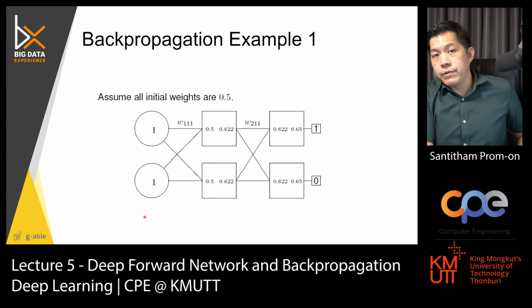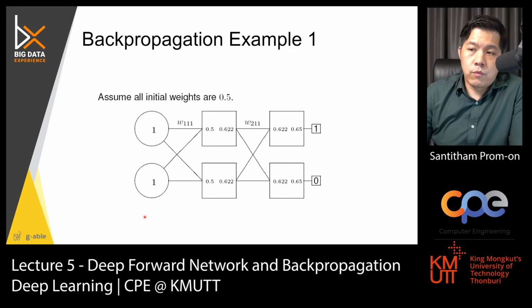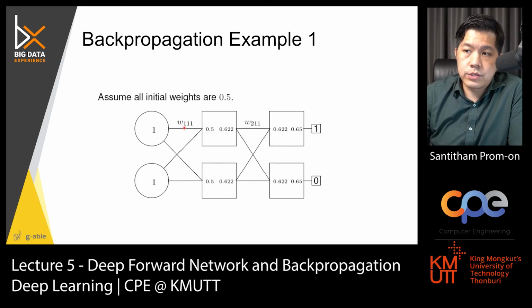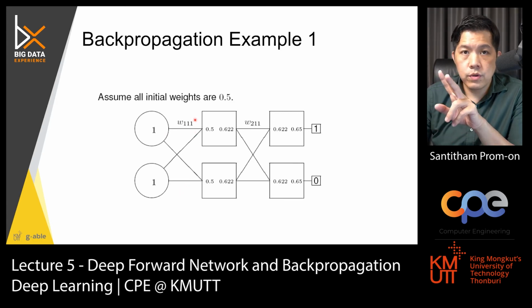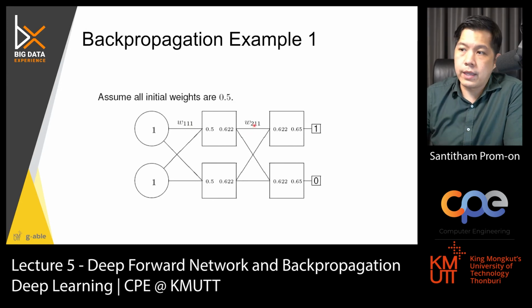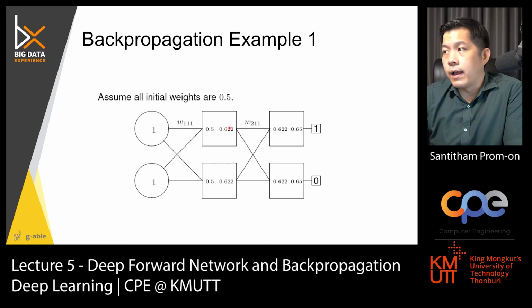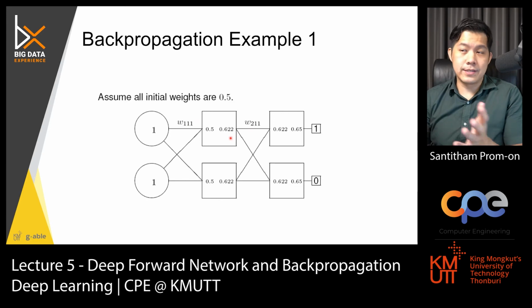Let's look at some example here for clarity. If we have the output 1 and 1 and then pass through this network, we will look at the two weights, W111 and W211. You can see a pair of numbers here. This one is the value before the activation function and the value after the activation function. So we'll use this to perform a simple gradient descent here.